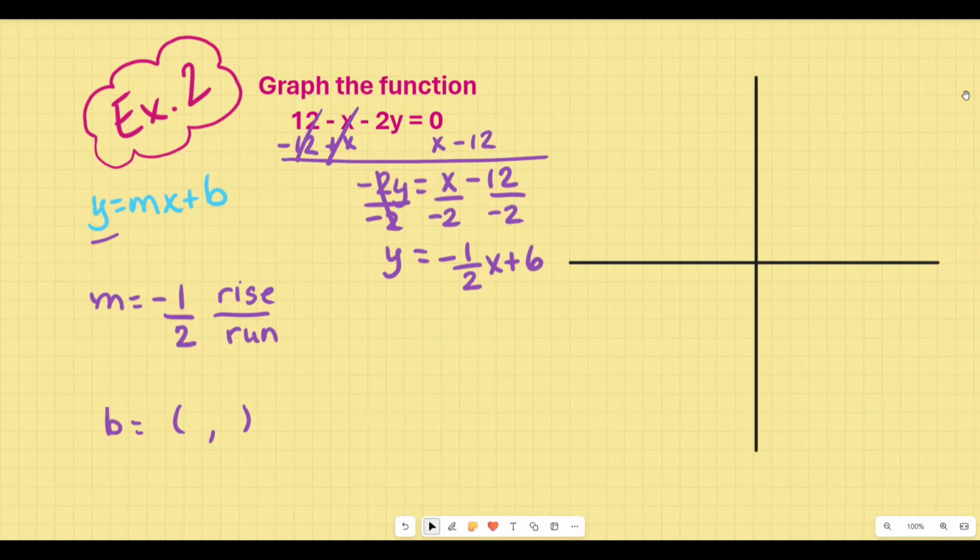Well, slope means rise over run, so that means that I'm either going up or I'm going down, depending on the sign that's in front of my numerator. In this case, it's a negative 1. And my run means I'm either going to the right or to the left, and again, depending on the sign. If there is not a sign, it's understood to be plus. My b is my y-intercept.